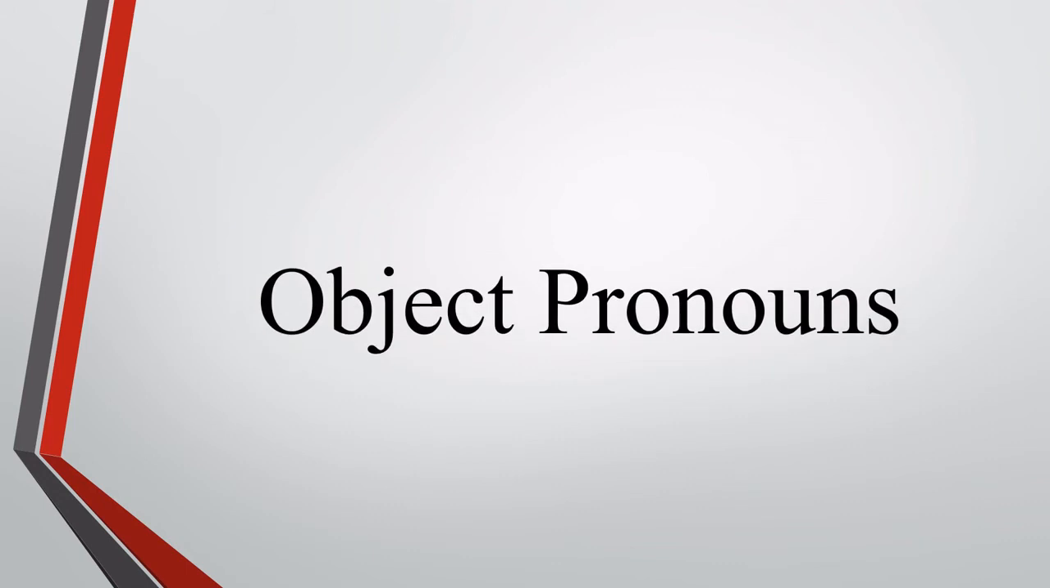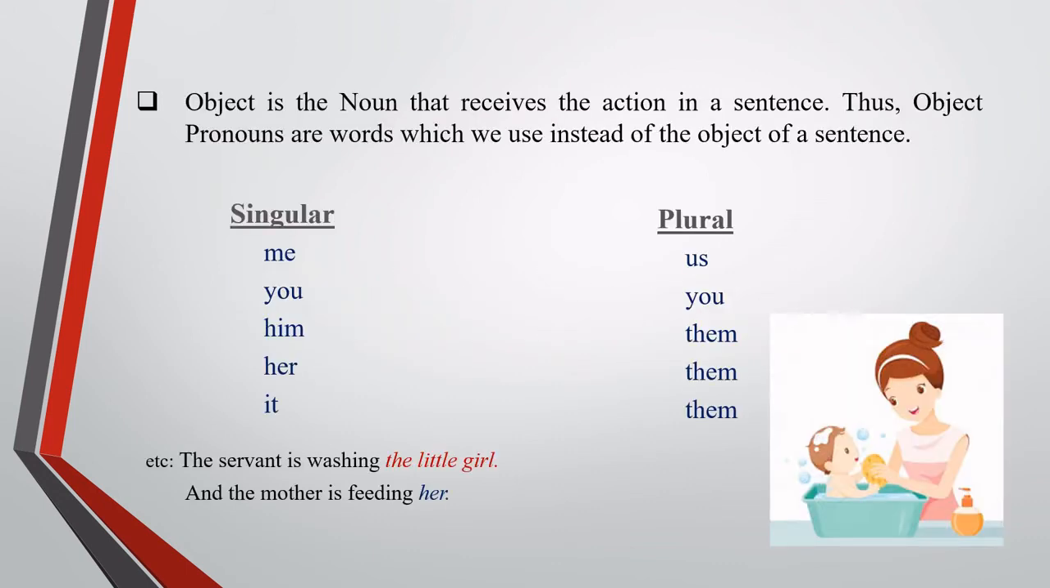Object pronouns. Object is the noun that receives the action in a sentence. So, the object pronouns are the words which we use instead of the object of a sentence. Singular object pronouns are me, you, him, her, it. Plural object pronouns are us, you, them.